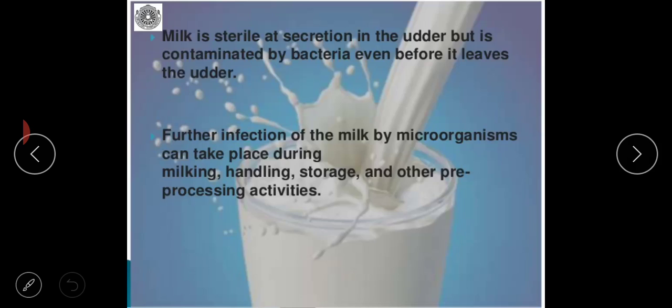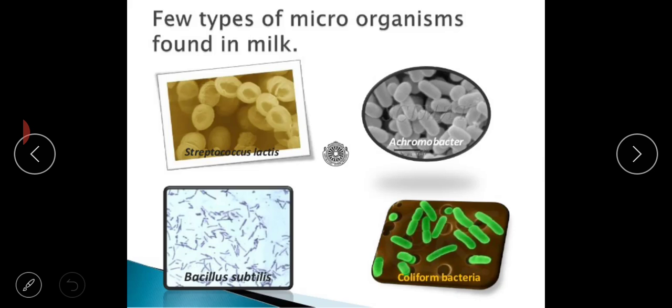Milk is sterile at secretion in the udder but is contaminated by bacteria even before it leaves the udder. Further, infection of the milk by microorganisms can take place during milking, handling, storage, and other pre-processing activities. Here you see some of the types of microorganisms that are generally found in the milk that we drink. They are Streptococcus lactis, Achromobacter, Bacillus subtilis, and coliform bacteria.